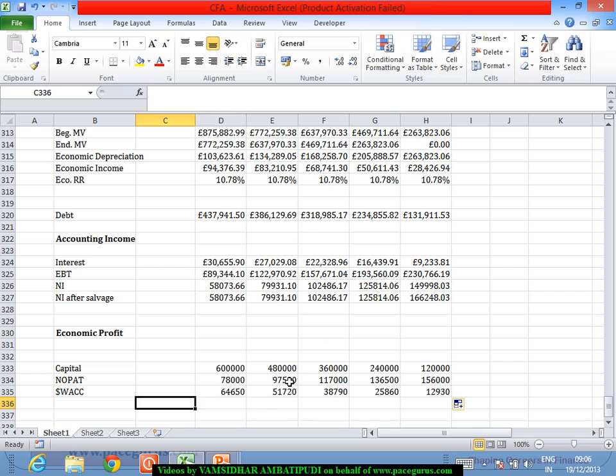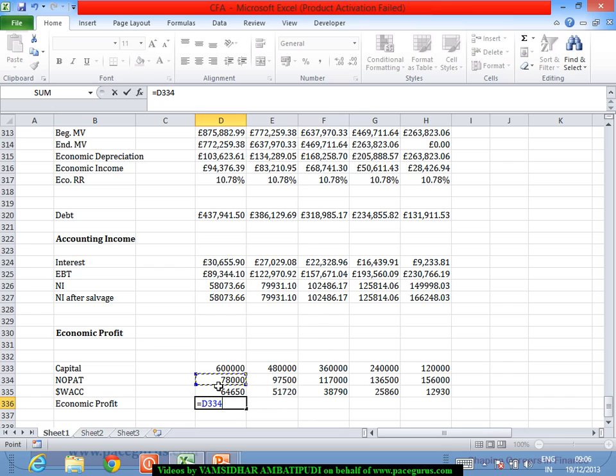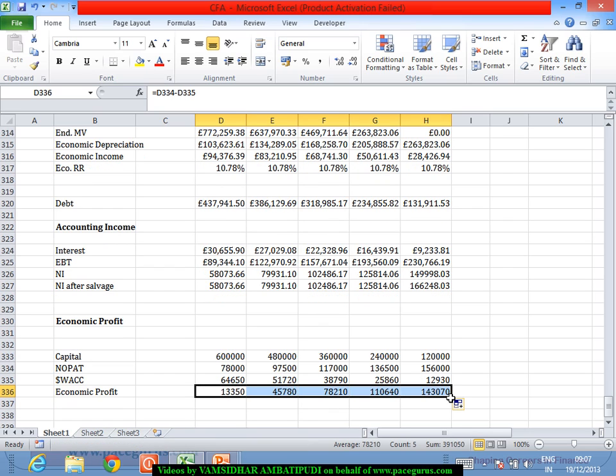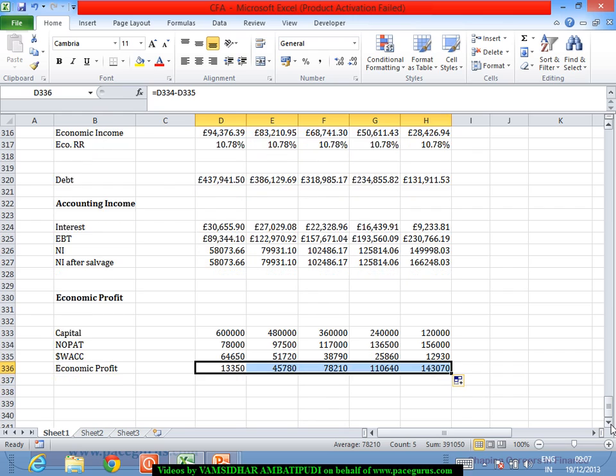So the difference between the two is what is my economic profit. Simple. Straightforward. 78,000 minus 64,650 works out as economic profit. So these are the economic profits for each of the years.